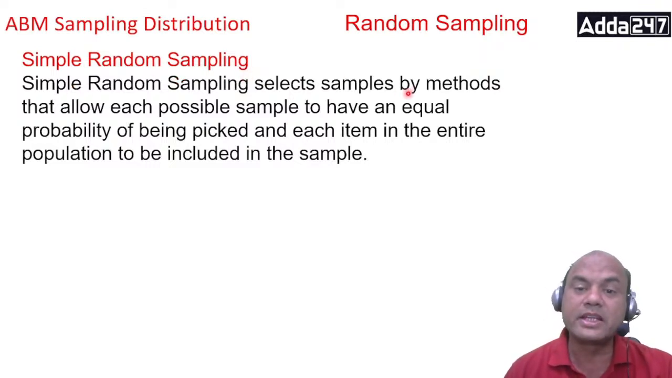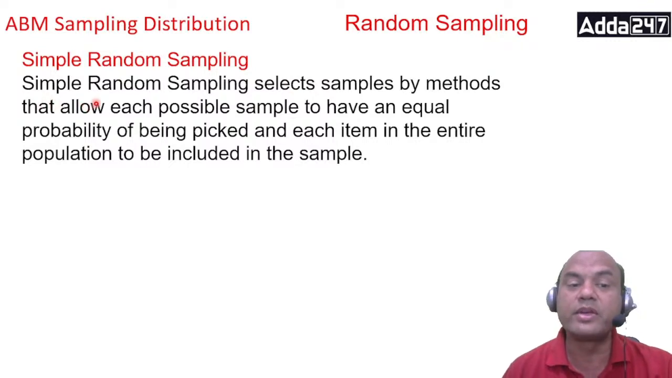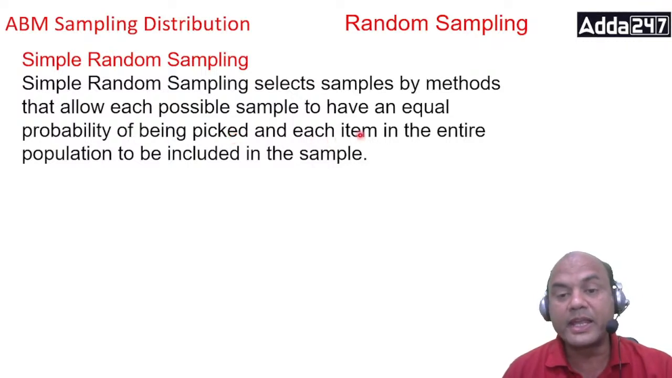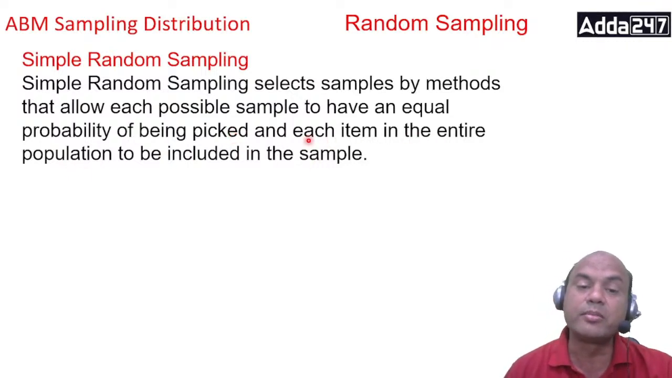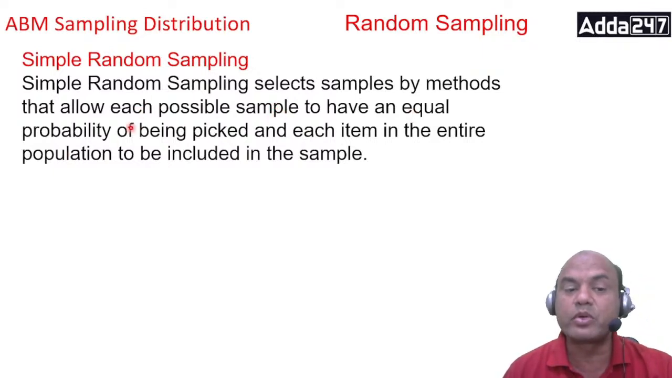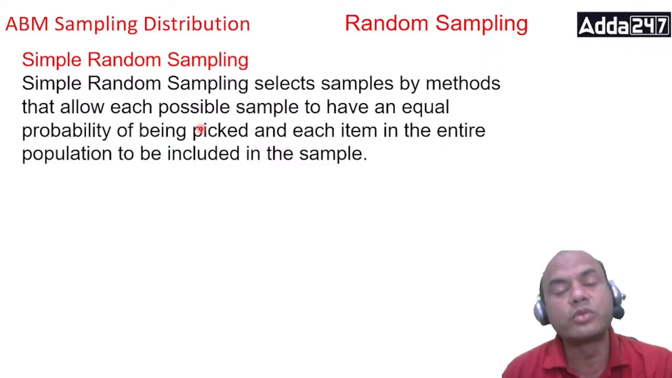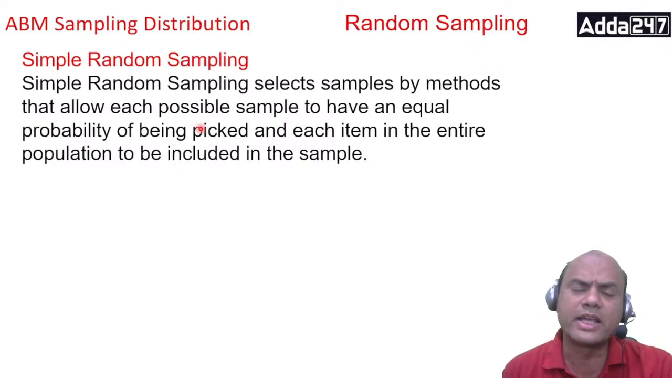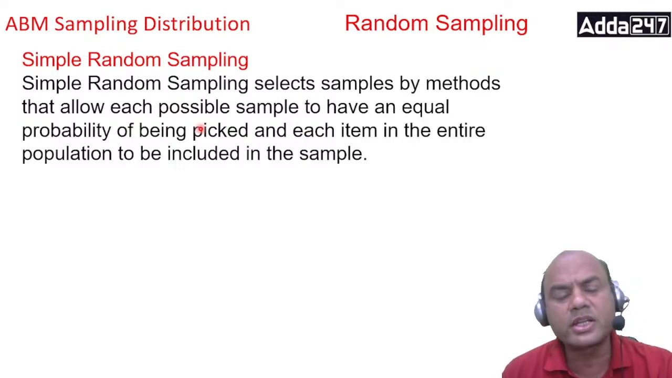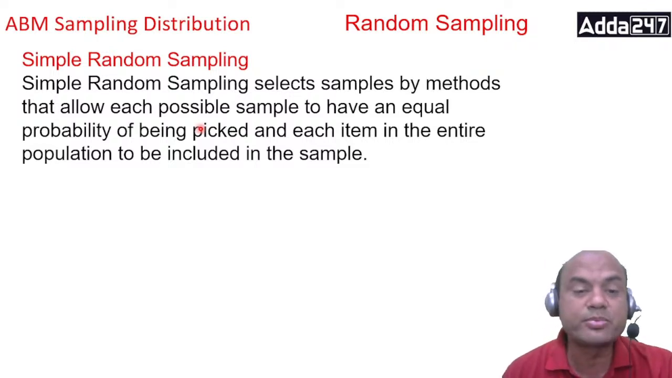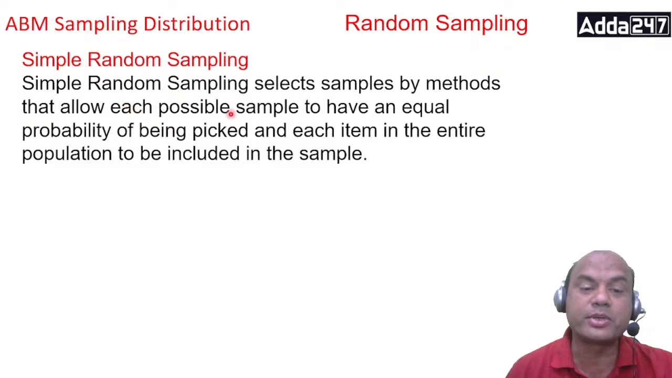Simple random sampling selects the samples by methods that allow each possible sample to have an equal probability of being picked and each item in the entire population to be included. Means what? Each possible sample has an equal probability. Just now I told you, any 10 students from the class of 100 students. Any 10. So everyone has got a chance. So that's what is meant by simple random sampling. Each possible sample will have equal chance. Very important part over here.